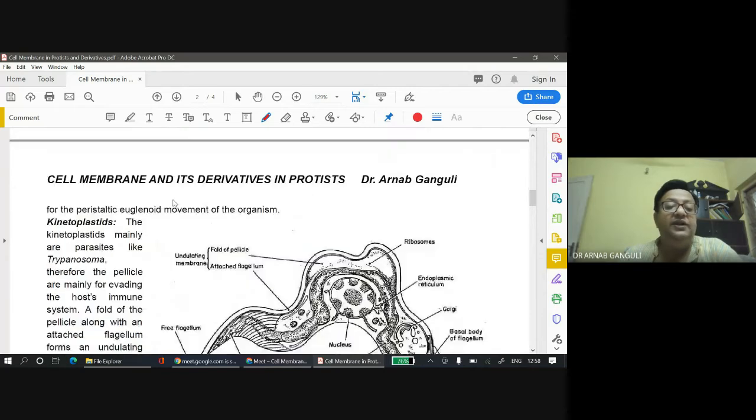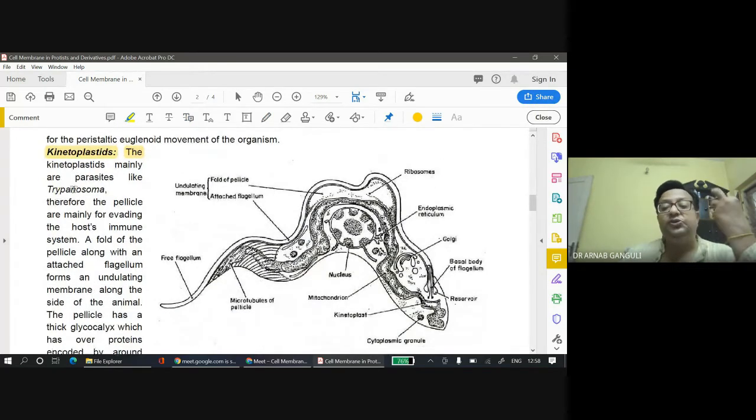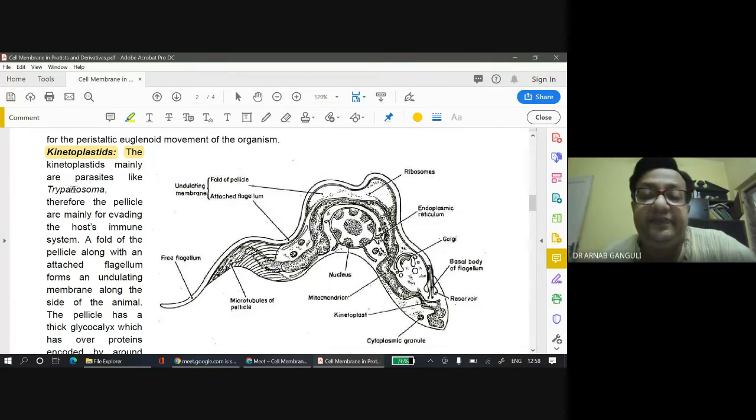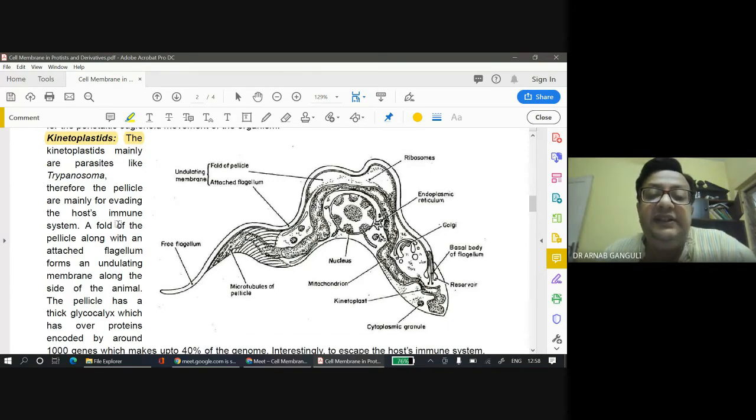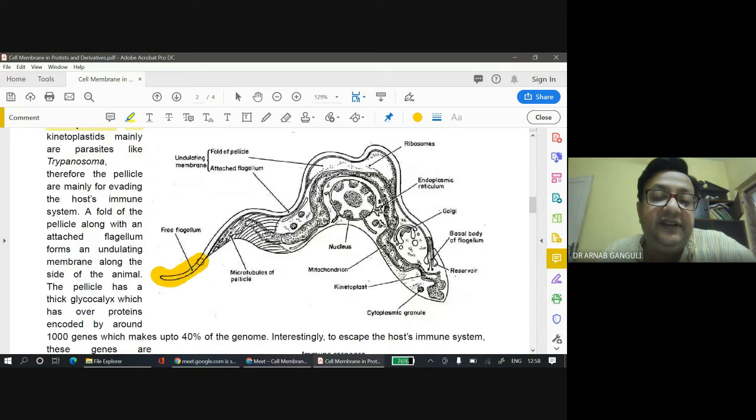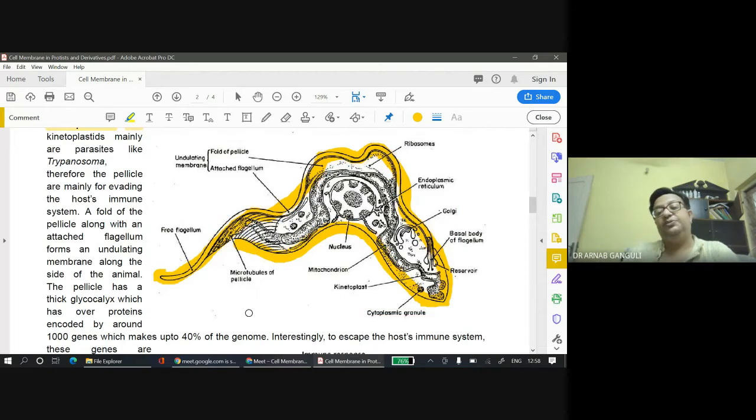Now we will look at what happens in kinetoplastids. The kinetoplastids are parasites like trypanosoma, which causes sleeping sickness, and leishmania, which causes kalazar. So what happens there? This is a trypanosoma. This is very interesting. If you look at the outer membrane and its derivative surface of these trypanosomes, you will find interesting structures present over there.